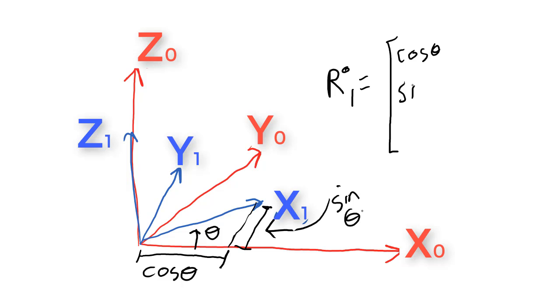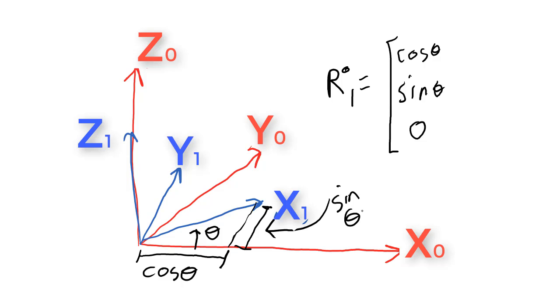What about the projection of x1 on z0? The projection of x1 on z0 is 0 because the axis x1 doesn't overlap the z0 axis at all. In other words, x1 is perpendicular to z0, and so the projection is 0.